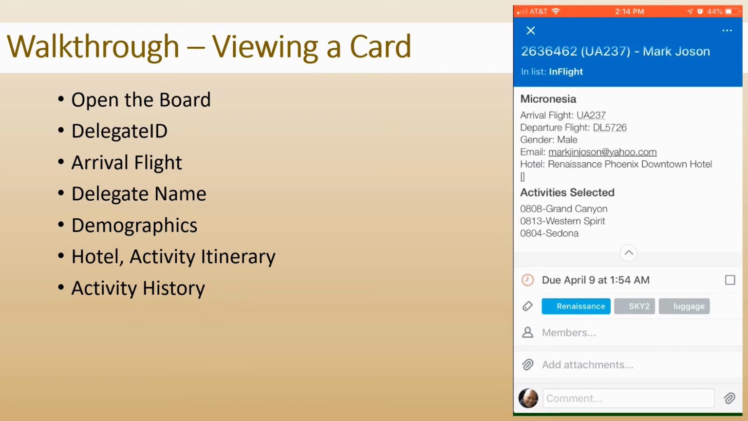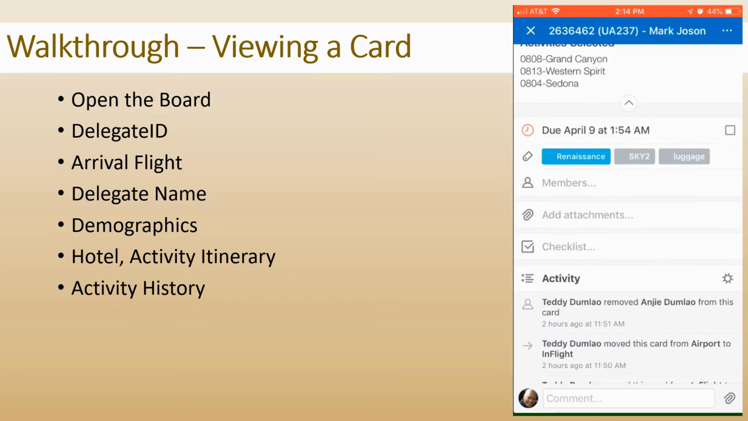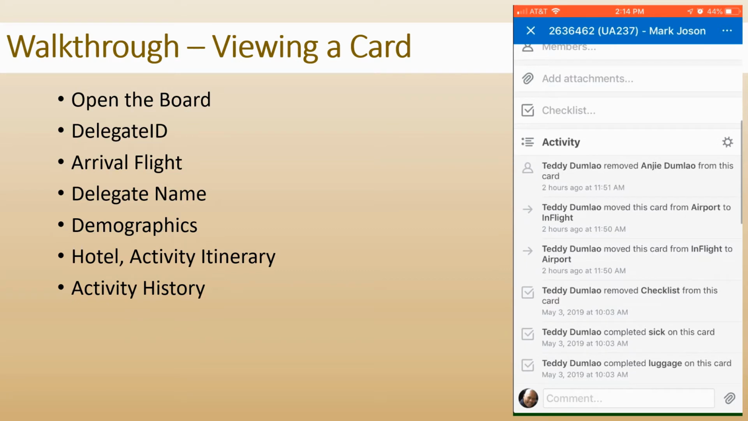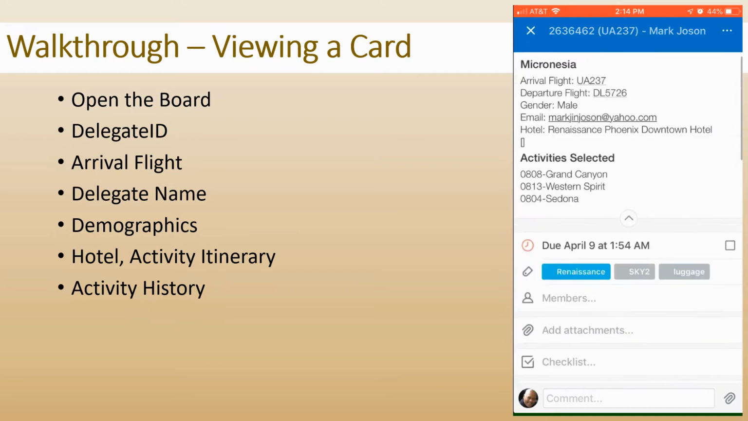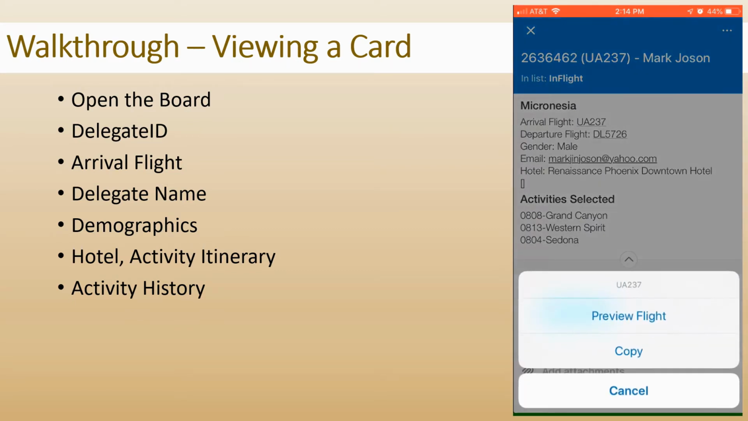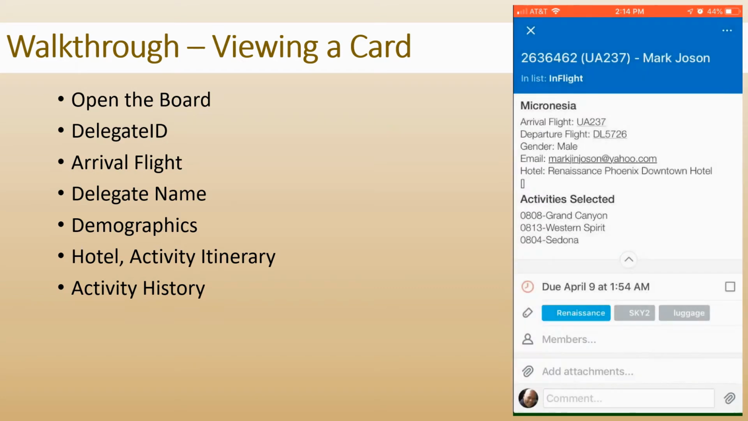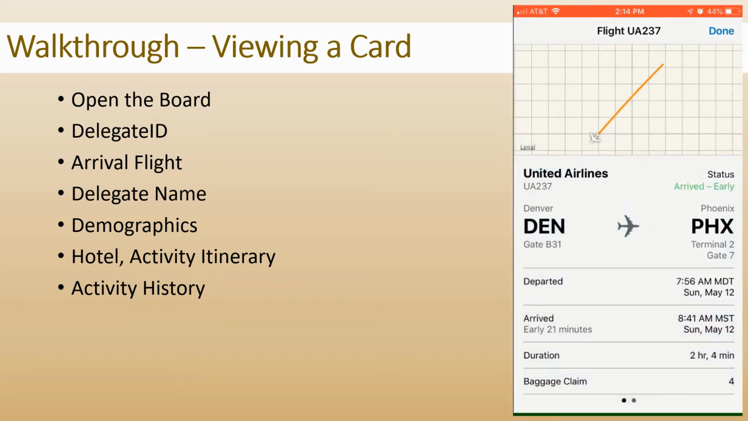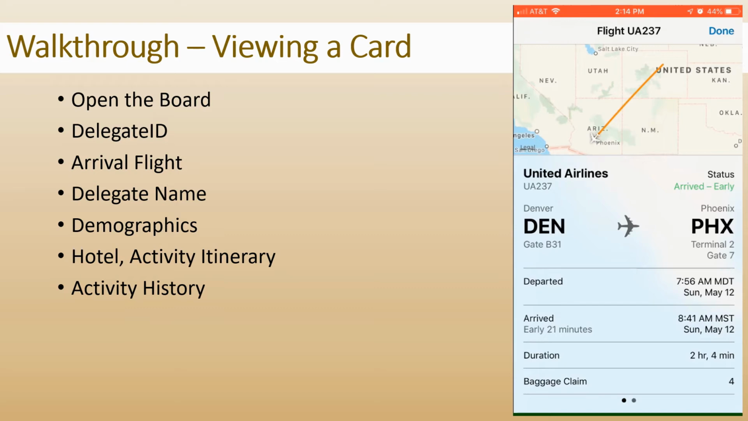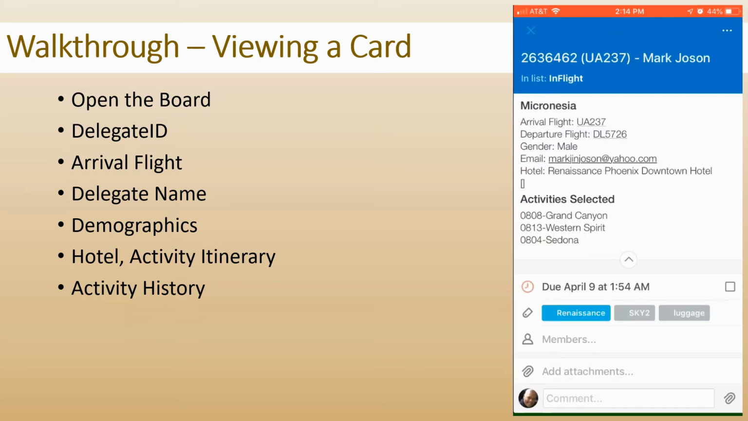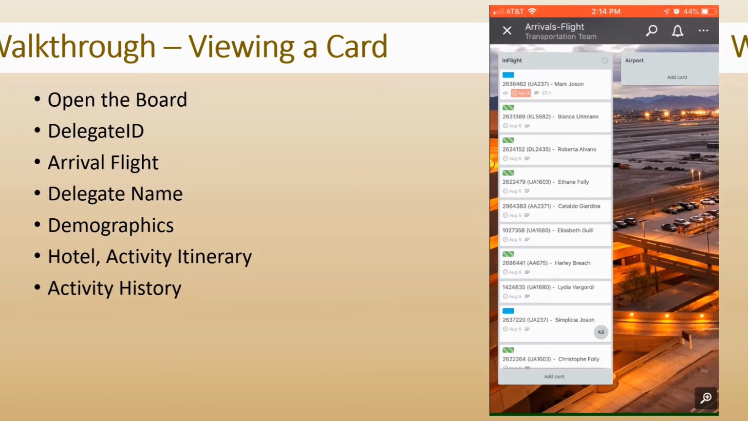At the bottom of each card is a log of activities associated with that delegate card. We can use this information to track the history of changes to the delegate card. A useful feature of the phone application is that clicking a flight number will bring up a preview of the flight to include the real-time status of departure and arrival, which can prove useful in anticipating early or delayed flights.